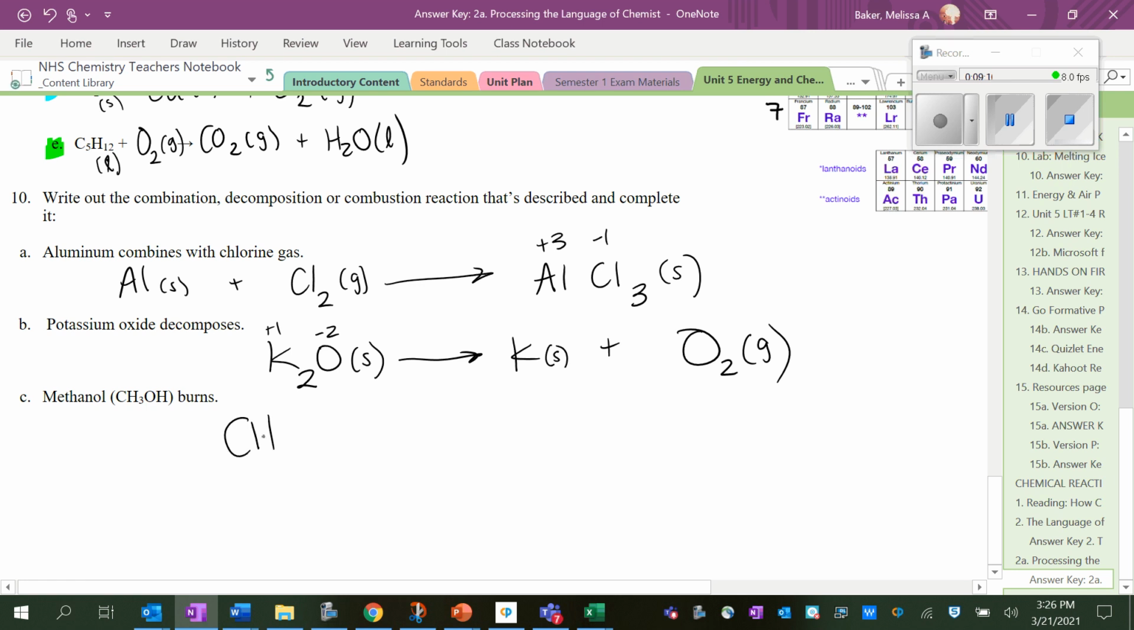And then the last one, methanol burns. So this is a combustion reaction. So the products are going to be CO2 plus H2O.